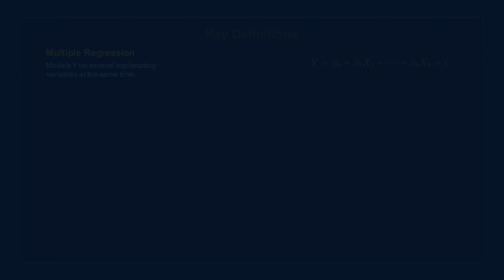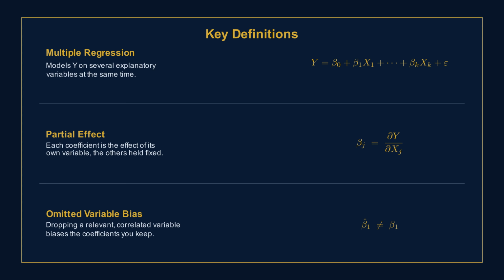So that's multiple regression. You can put several explanatory variables into the model at the same time, and each coefficient then measures the effect of its own variable while holding the other ones fixed. That holding the rest fixed part is exactly what single variable regression can't do for you. When you leave a relevant variable out, the ones that you kept end up absorbing the effects of the ones you omitted, and your coefficients stop meaning what you think they mean. Multiple regression is what lets you separate these effects that are all tangled together in the real world.